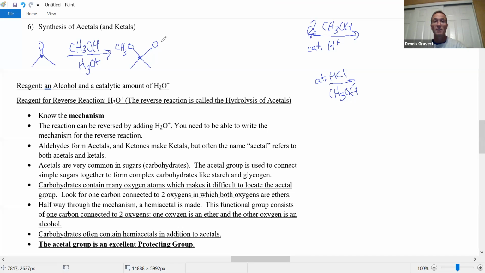That's what the imine and the enamine reactions did. The nitrogen kept its carbons too. So that's nice. Pattern's consistent. Oh, and we're done. That's your acetal.